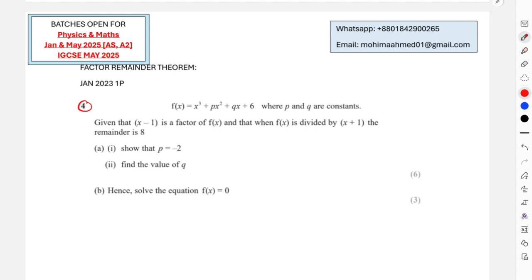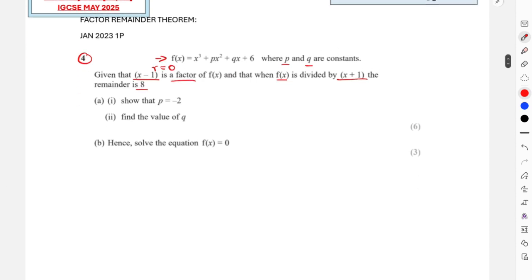Factor remainder theorem is not that tough. They have given you one expression, one polynomial where they have the letters p and q, and it is already stated that x minus 1 is a factor. Always remember, whenever you're working with factors, the remainder is always 0, okay? And when this f(x) is divided by x plus 1, the remainder came out to be 8. Using this information, you have to find the values for p and q.